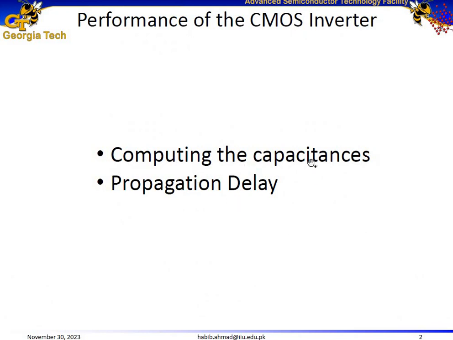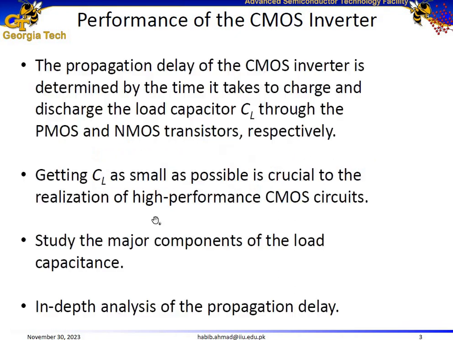First, we will compute the capacitances and resistances, and then we will calculate the propagation delay. The propagation delay of a CMOS inverter is determined by the time it takes to charge and discharge the load capacitor through the NMOS and PMOS transistors. We know that when the input is high, the NMOS is conducting and the PMOS is open. And when the input is low, the PMOS is conducting and the NMOS is open.